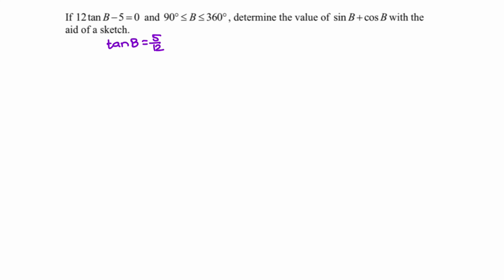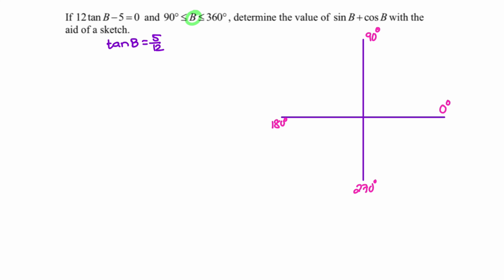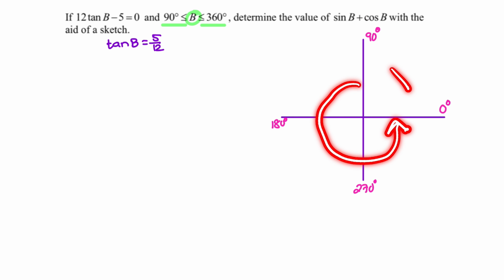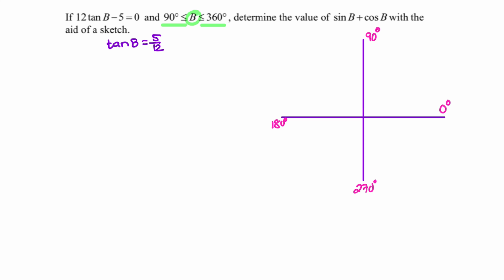So now let's move on to the sketch. I'll draw a quick Cartesian plane. If I go all the way around, I have quadrant 1, 2, 3, and 4. Now this question says that b is between 90 and 360 degrees. So we go from 90 all the way around to 360 degrees. So we will exclude the first quadrant. So I'm going to strike out the first quadrant.